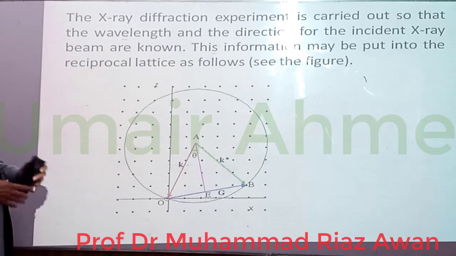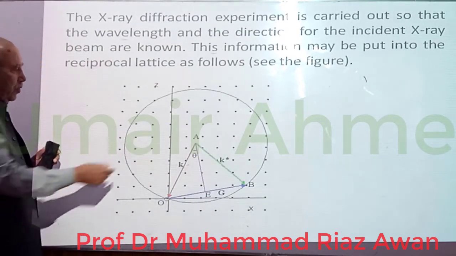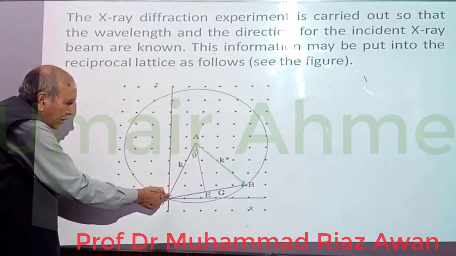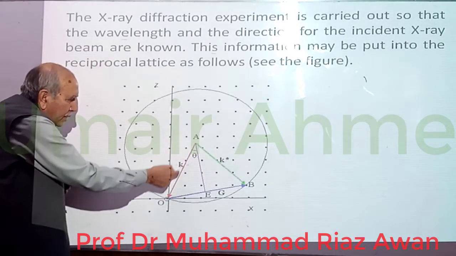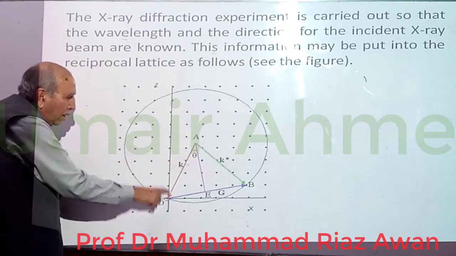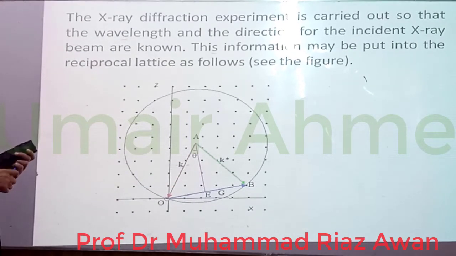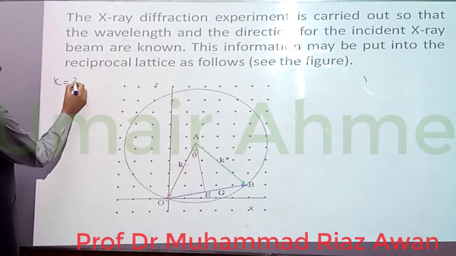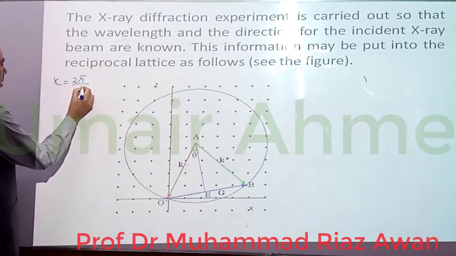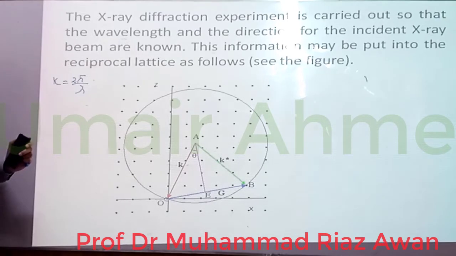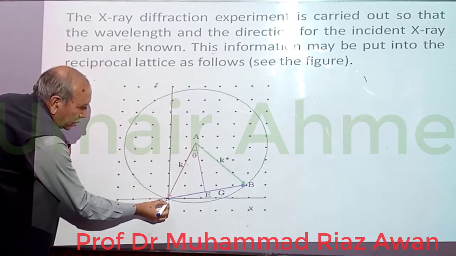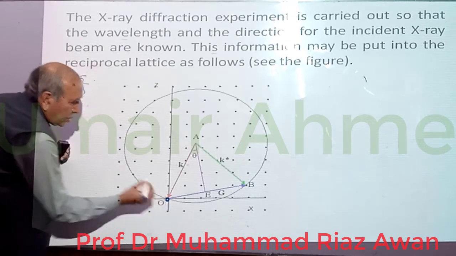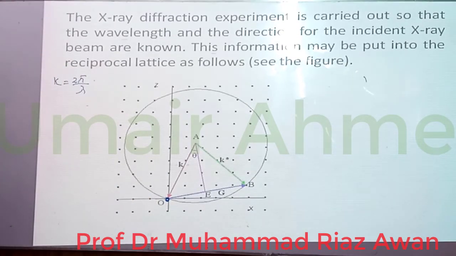As I showed it to you, this is the reciprocal lattice in which I have placed this as the direction of propagation of the incident X-ray with a particular value of lambda or k. And I told you earlier that k is equal to 2 pi divided by lambda, reciprocal space. It is terminating at a point O, which I will take later on as the origin of the reciprocal lattice. Origin of the reciprocal lattice.